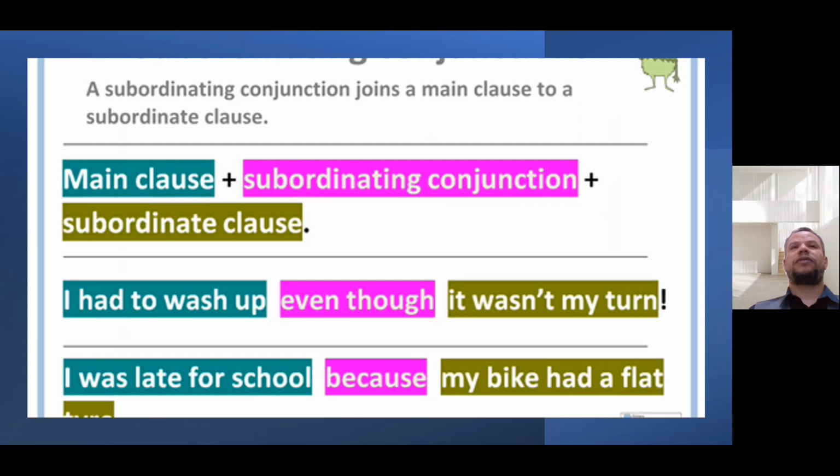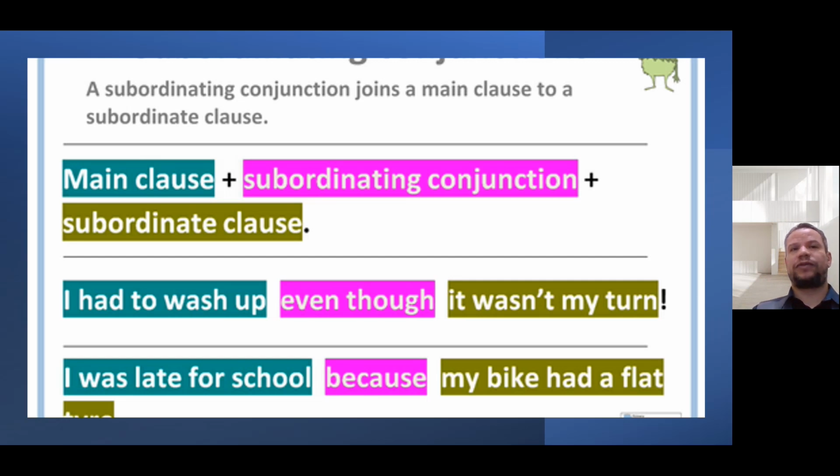Let's go now. Okay, I will explain again to understand subordinating clauses and conjunctions. We need 2 sentences. One is a main clause, with a complete meaning. Another has no complete meaning, it is a subordinating clause, and we use subordinating conjunctions. Example: I had to wash up. It was not my turn. If you say it was not my turn, is it a complete meaning? No. But if you say I had to wash up, yes, it's a complete meaning, so it's a main clause. So put the subordinating conjunction before the incomplete meaning, I mean before the dependent clause. Even though it was not my turn, although it was not my turn.